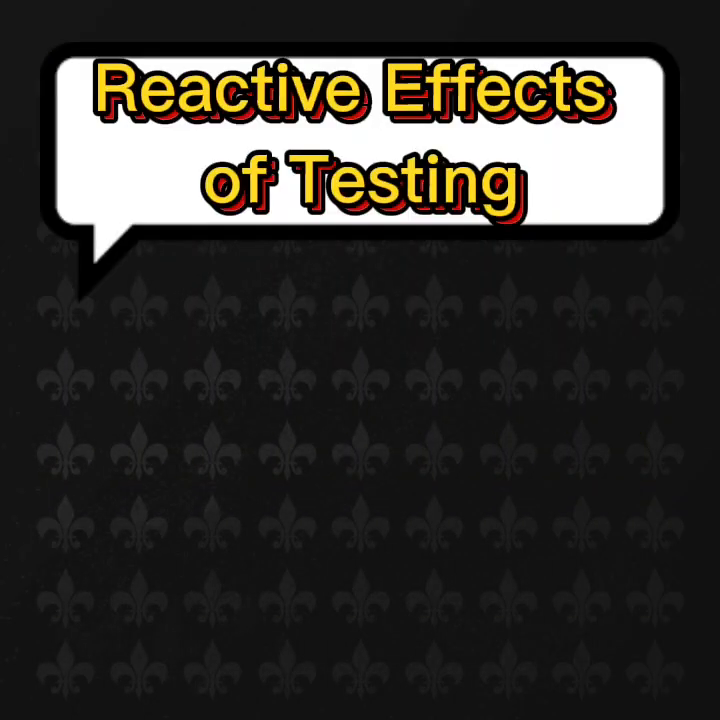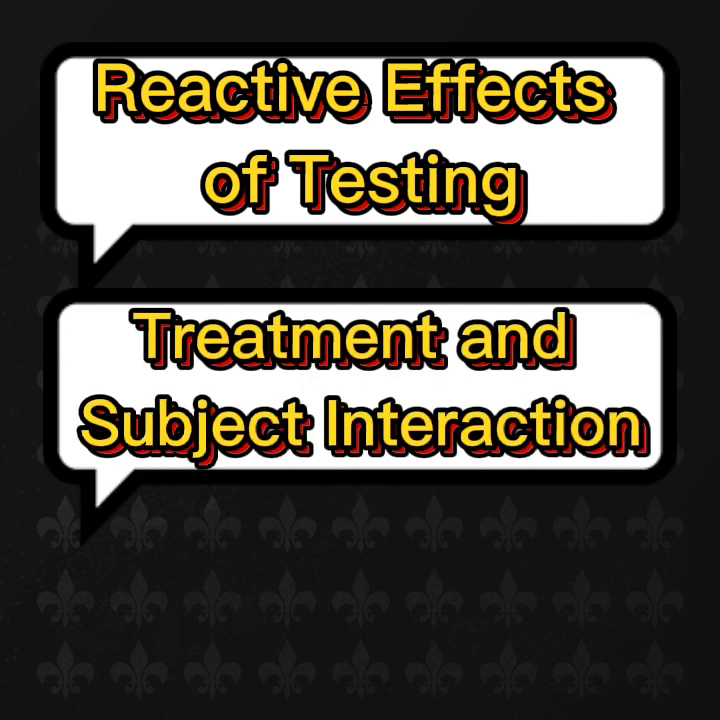Threats to external validity. Reactive effects of testing: since the population at large is not tested, experimental effects may be due to the testing procedures rather than the treatment itself. This reduces generalizability. Treatment and subject interaction: subjects in the sample may react to the experimental treatment in ways that are hard to predict. This limits the ability of the researcher to generalize findings outside the experiment itself.